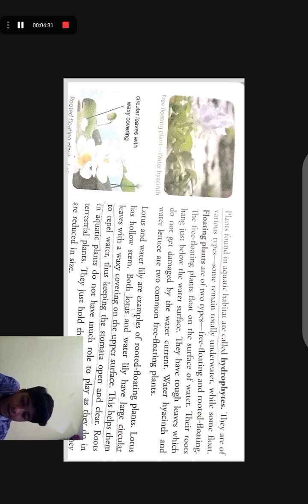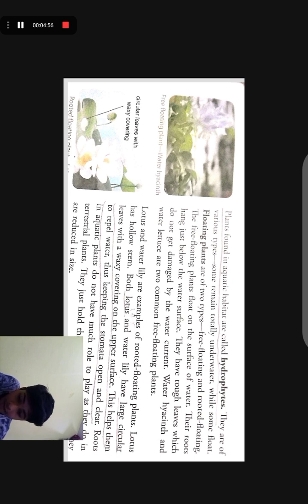The free floating plants float on the surface of water. Their roots hang just below the water surface. They have tiny leaves which are not damaged by the water current. Water hyacinth and water lettuce are the two common free floating plants. Lotus and water lily are examples of rooted floating plants.